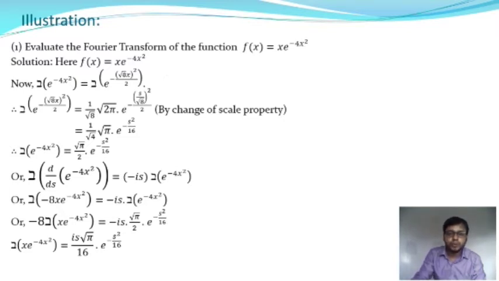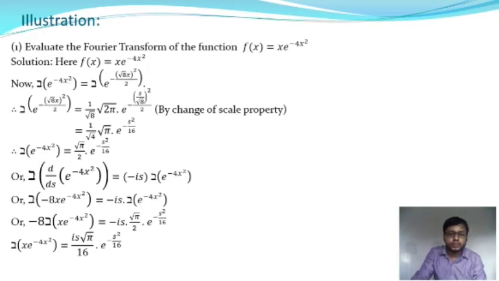You know there are some standard formulas for Fourier transformation, like e to the power minus x square. So from this we will get the Fourier transformation of the function e to the power minus 4x², and it will be written as zeta of e to the power minus (root 8 x) whole square by 2. Okay, so this is actually minus 4x².